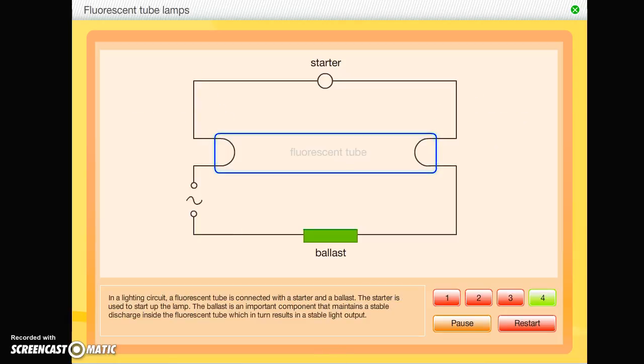In the lighting circuit, a fluorescent tube is connected with a starter and a ballast. The starter is used to set up the lamp. The ballast is an important component that maintains a stable discharge inside the fluorescent tube, which in turn results in a stable light output.